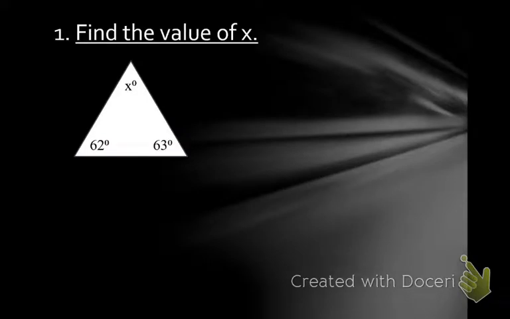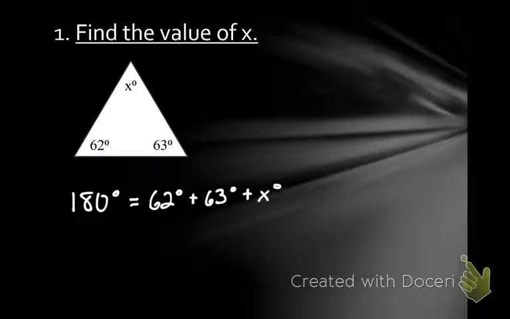Number 1 is asking us to find the value of x. Remind me again, what is it that I know about triangles? They equal 180 degrees. So all of those 3 right there have to add up and equal 180 degrees. Now one of them is unknown. We don't know what it is. So right now we'll just call it x degrees.